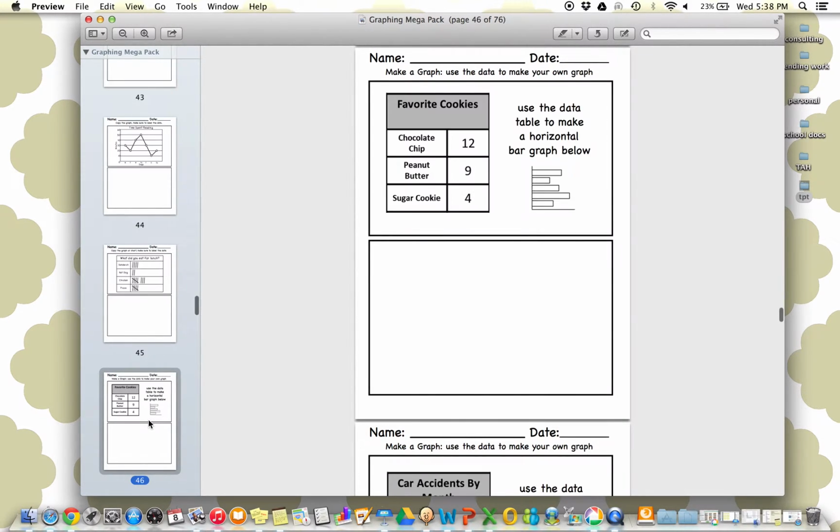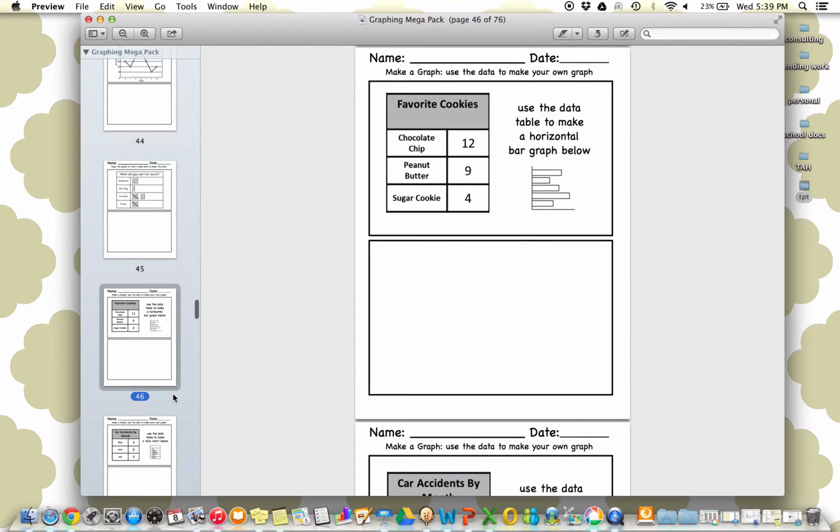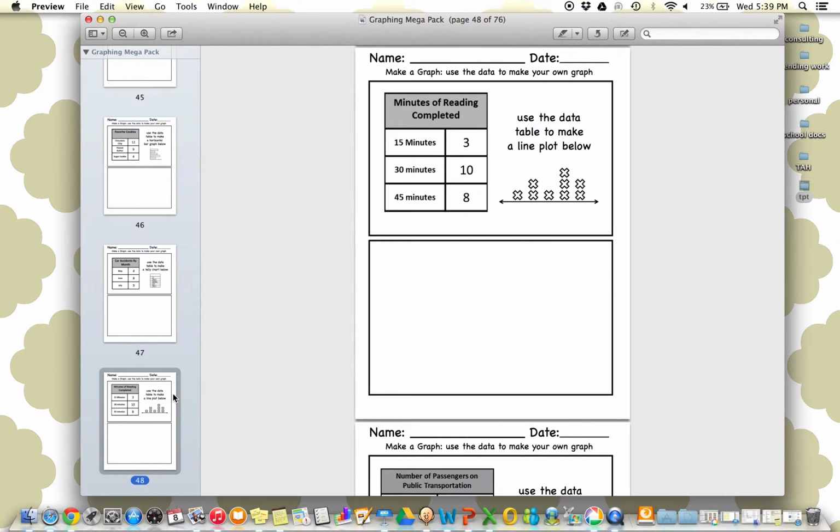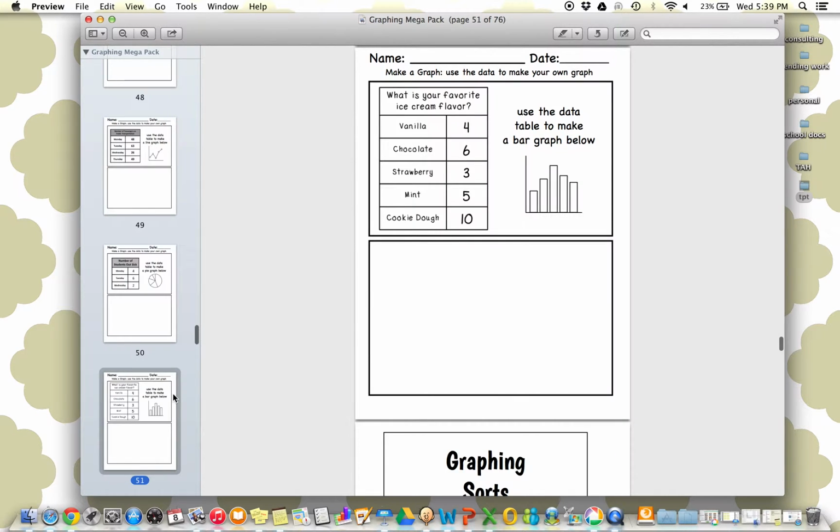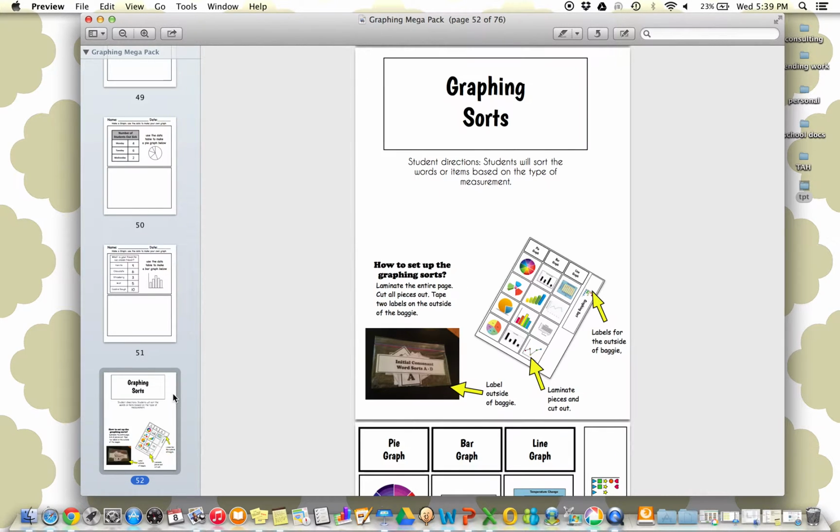And next is using the data to make your own graph. So it's going to give some information and then tell them what type of graph to make, also with a little visual cue, and they're going to have to make their own graph with that information. So again, taking this to a much more complex level once the skill has been more mastered, which is really great. Next we have some graphing sorts.